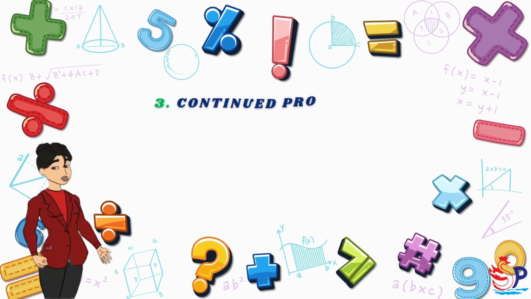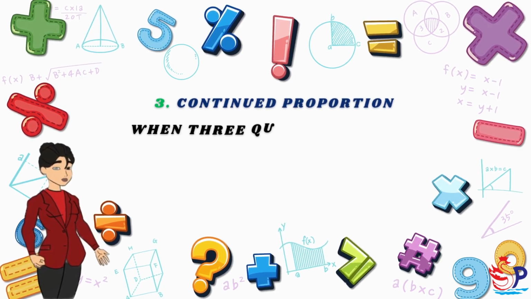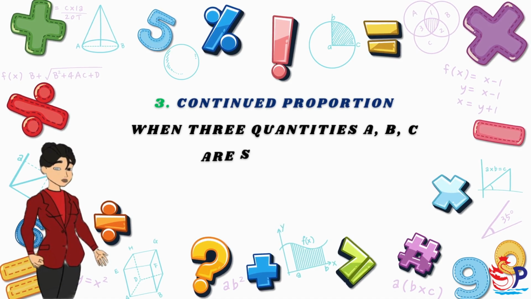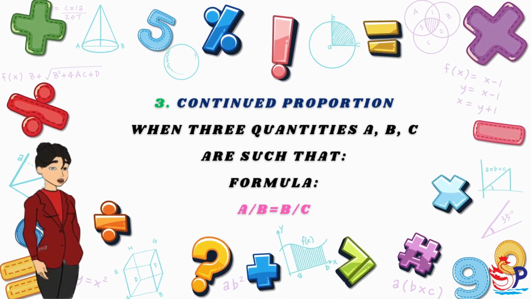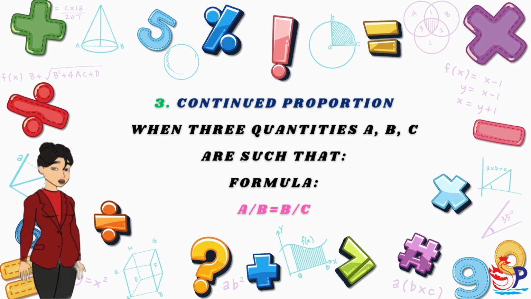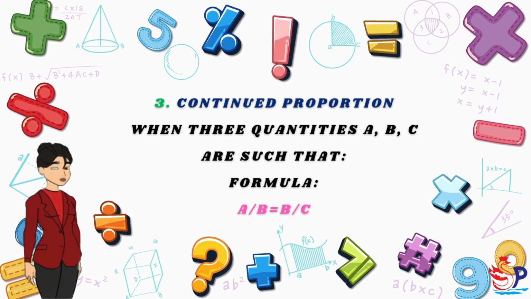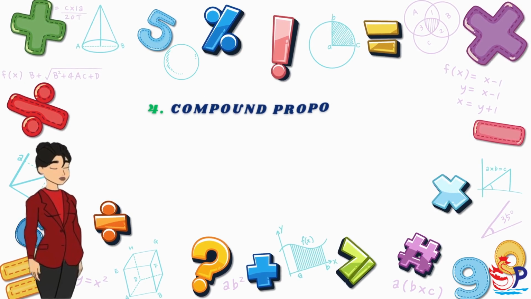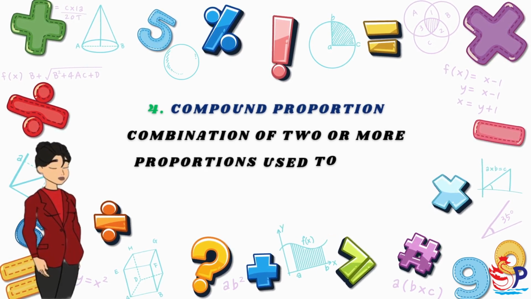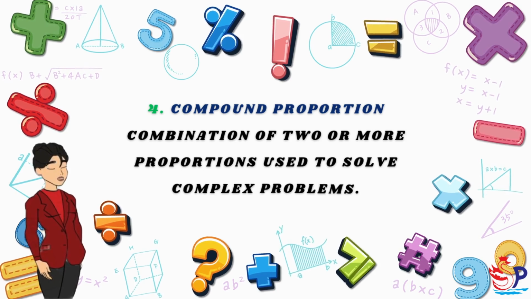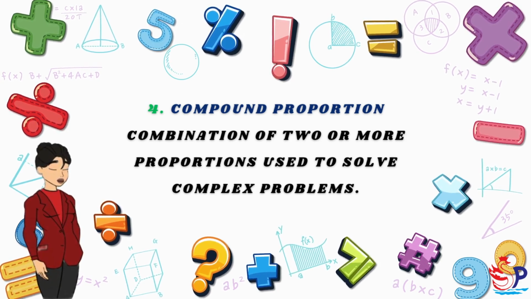Third, continued proportion. When three quantities A, B, C are such that A by B is equal to B by C. Fourth, compound proportion. Combination of two or more proportions used to solve complex problems.